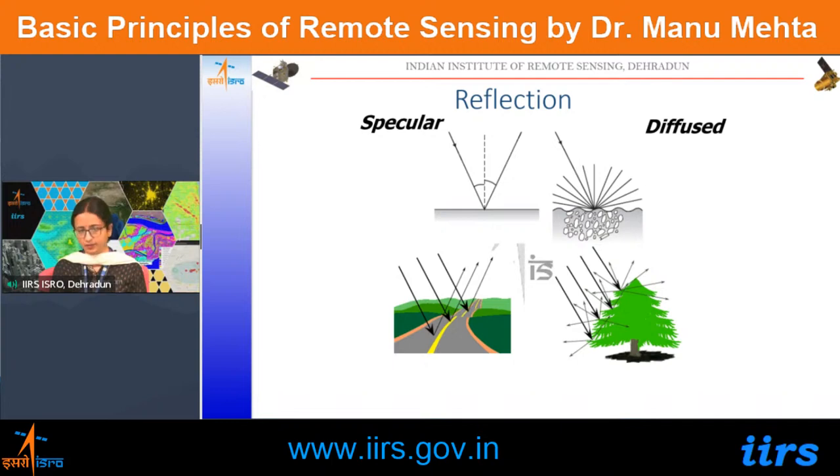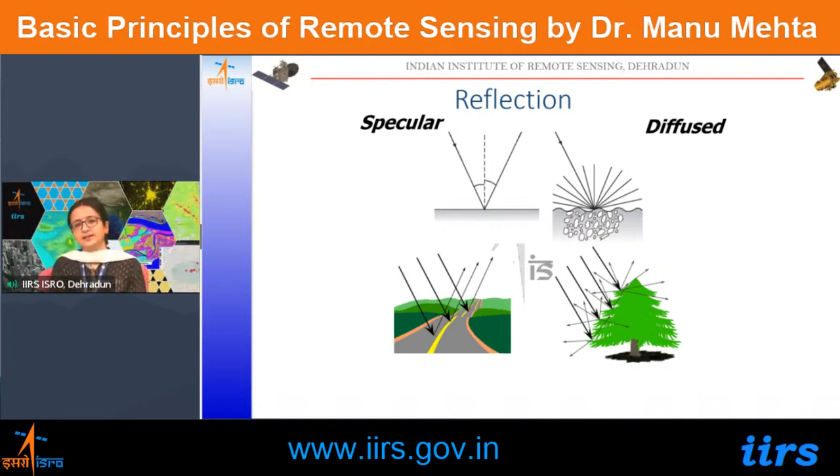There are broadly two types of reflections. One is specular and the other is diffused. Specular is mirror-like, which means the angle of reflection will be the same as the angle of incidence. Whereas in diffused reflection, if the incident light is coming in one direction, the reflected light will go in different directions. For a perfectly diffused reflector, if the incident light is coming at one particular angle, it will be reflected at all different angles. Okay.